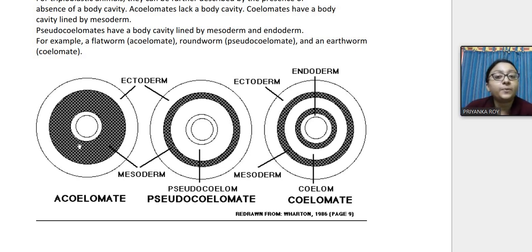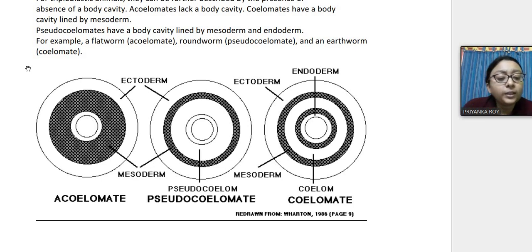And when there is no body cavity at all, the mesoderm is there, the endoderm is there and the ectoderm, but without any body cavity, then we call it an acoelomate organism. Although it is triploblastic, it is lacking a coelom, therefore it's acoelomate. So here examples are given of acoelomate, pseudocoelomate and coelomate organisms.